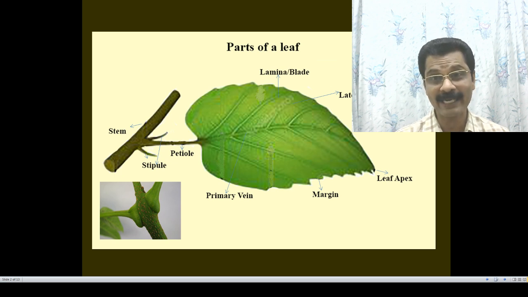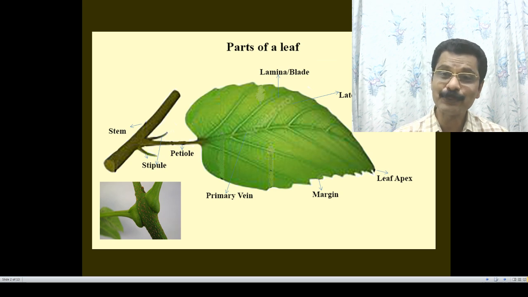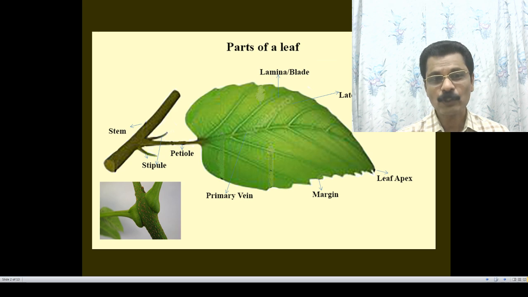The main function is protection of leaf bud. A leaf with the stipule is called stipulate. A leaf without the stipule is called exstipulate. The stalk of leaf is called petiole. A leaf with the petiole is called petiolate. A leaf without petiole is called sessile. Then a green expanded region is called leaf blade or lamina. That is the green expanded portion.